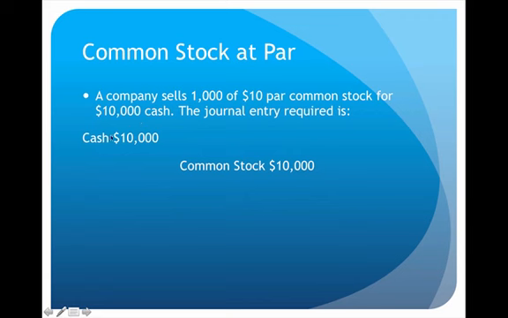So literally all we will have to do is debit cash $10,000. That shows where we have received the money. And then we will credit common stock for $10,000. And remember, this is a capital component. It's credit positive. So we're showing we have received $10,000 cash, and we now have in existence a value of $10,000 in our common stock.